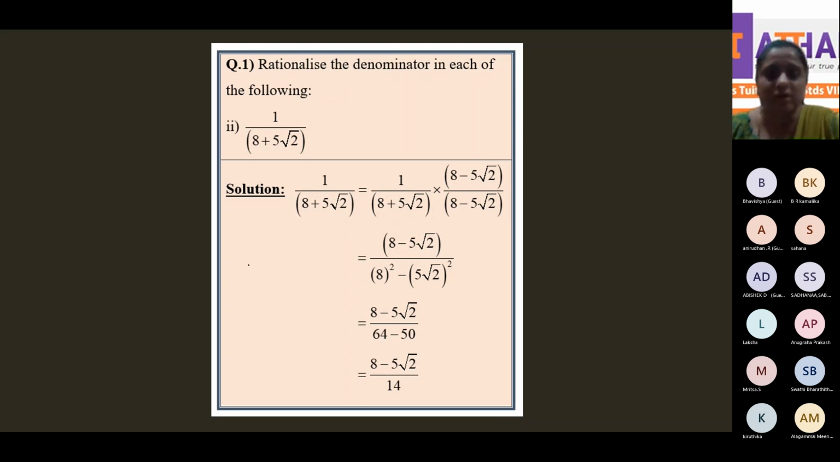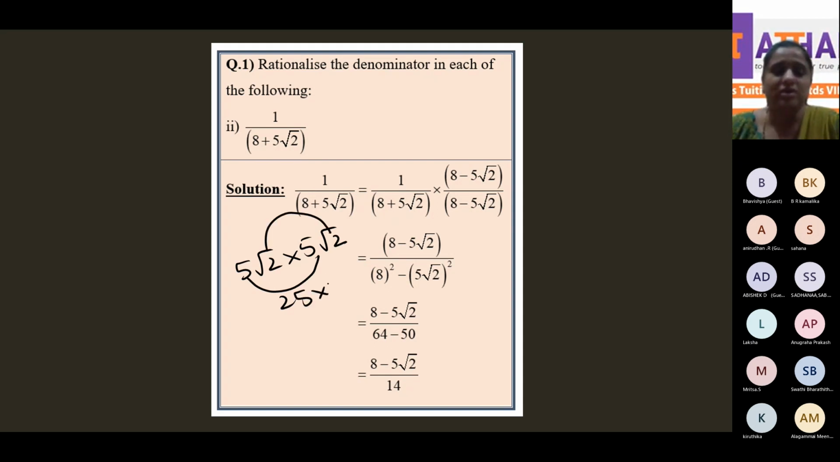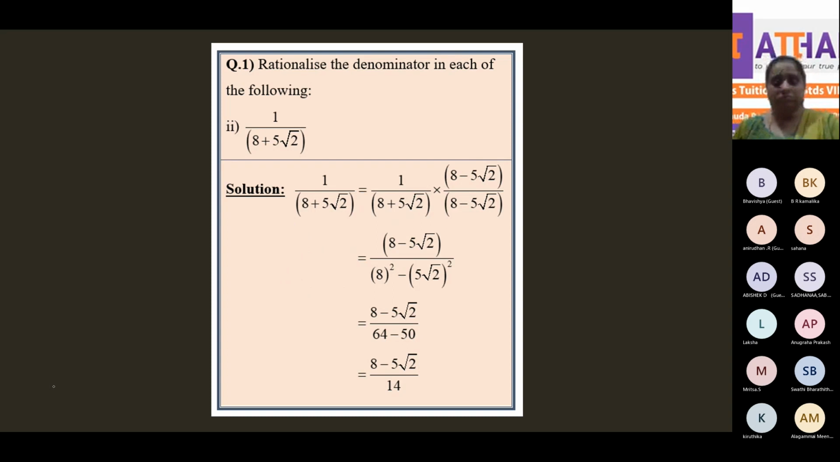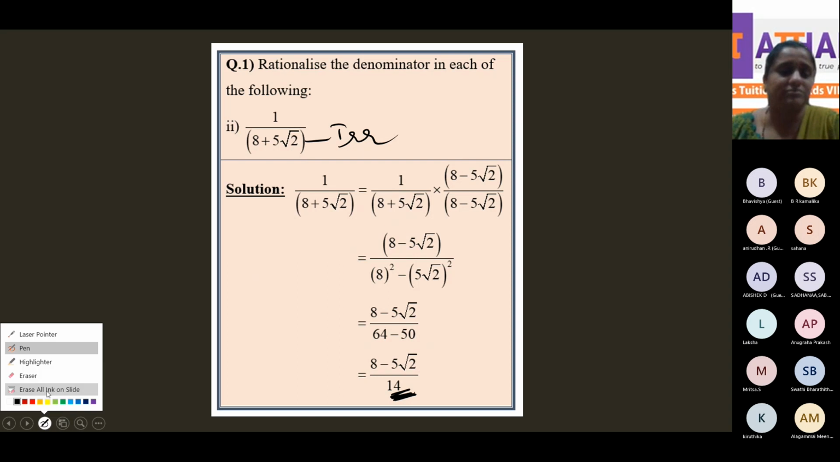5 root 2 the whole square. How do you simplify 5 root 2 the whole square? 5 root 2 into 5 root 2. 5 5s are 25. Root 2 into root 2 is 2. And 25 2 times is 50. So 50. So you can see the denominator is finally 14. It's rational. The denominator was irrational. And with this procedure, we have rationalized the denominator.